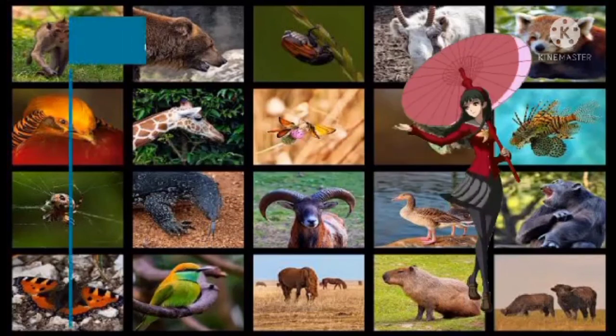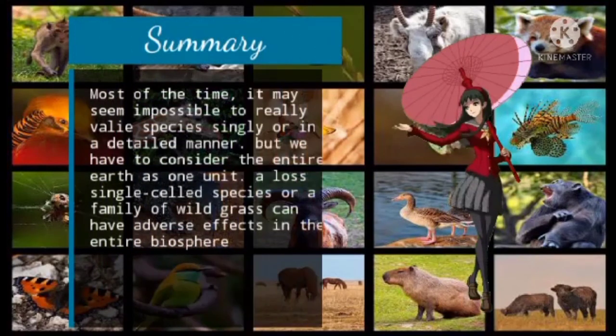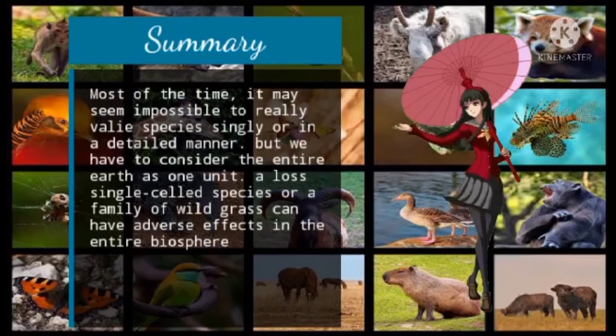At the time, it may seem impossible to really value a species singly or in detailed manner, but we have to consider the entire Earth as a single unit. A loss of single-celled species or a family of wild grass can have adverse effects in the entire biosphere.